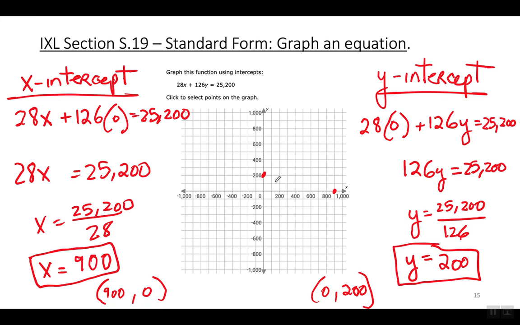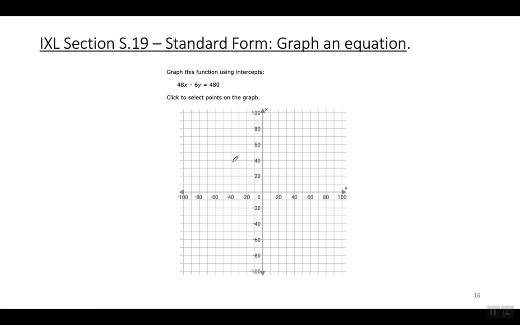And there are the x-intercept and the y-intercept. And then I just connect them, and there's the graph of my line. Almost done. I believe there's two more examples that I'm going to do. I know I've done a lot, and they're all pretty similar.